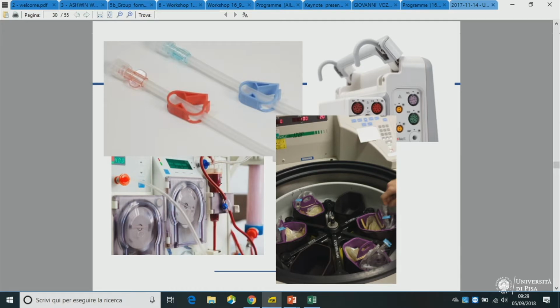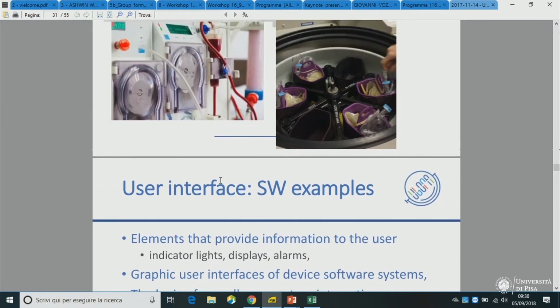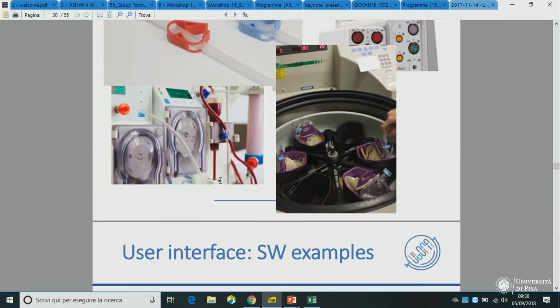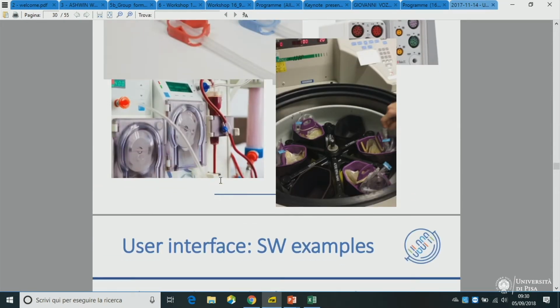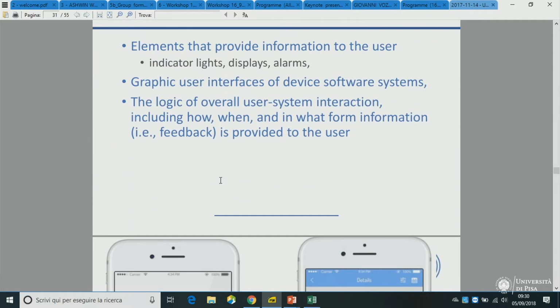Color coding, okay. Red and blue, venous and arterial, very easy. And here, there is a cover on top of the rotating pump to protect the fingers of the person, but it is transparent because they want to see if there is blood circulating, okay? So it is both protection and information in the same little part of plastic. Software examples?